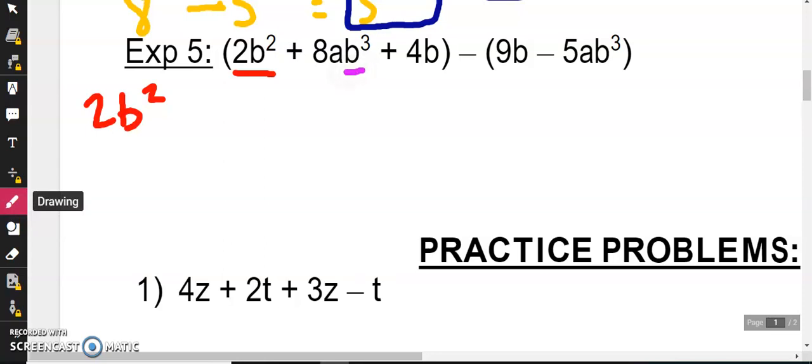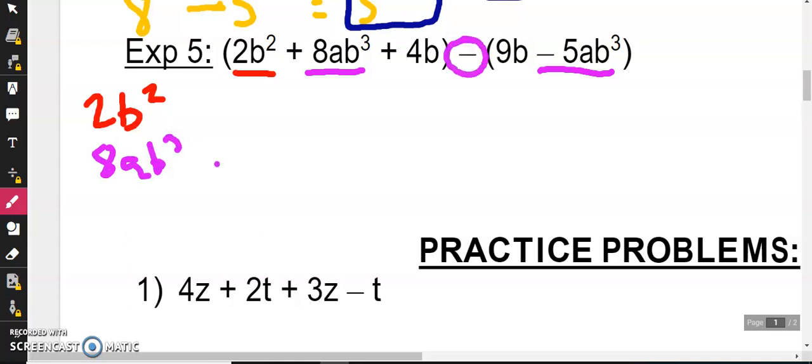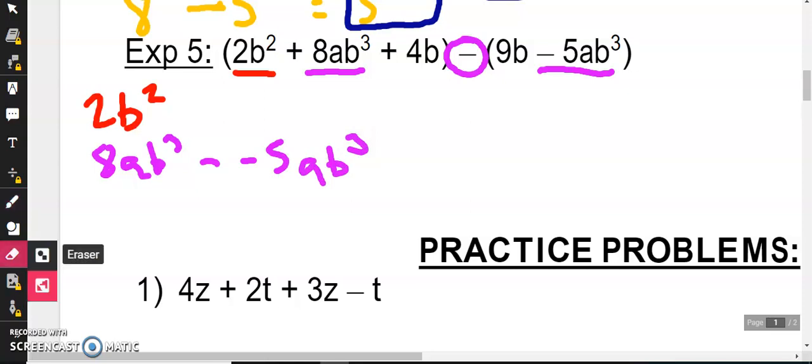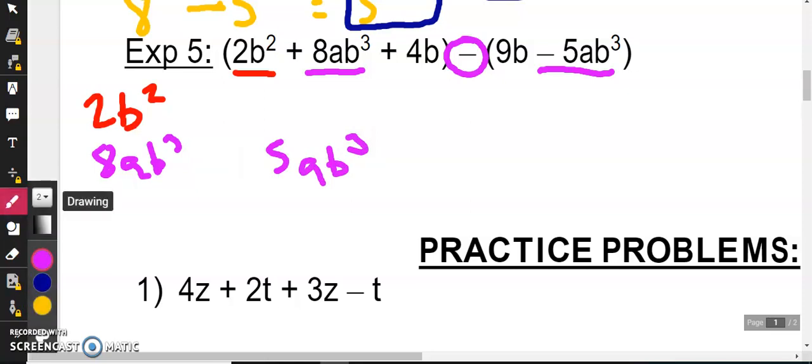The next thing that I see is 8ab cubed. So I see another ab cubed in the second set. So my second thing that I'm going to do is 8ab cubed minus negative 5ab cubed. And so we need to remember that minus minus makes a plus. So when I put those together, 8 and 5 gives me 13. So I should see a 13ab cubed.